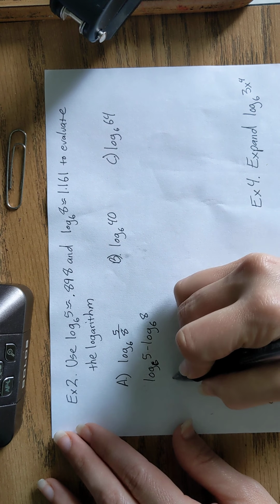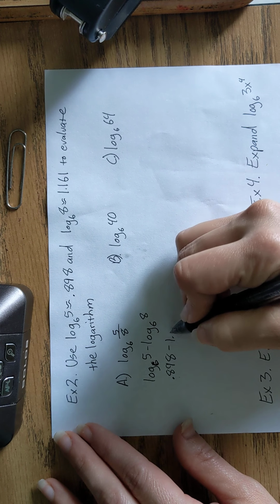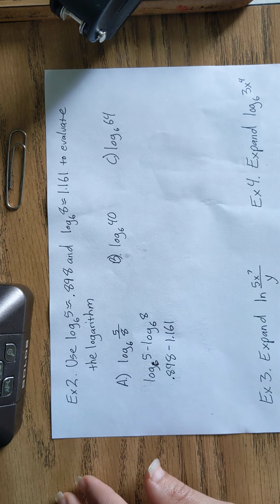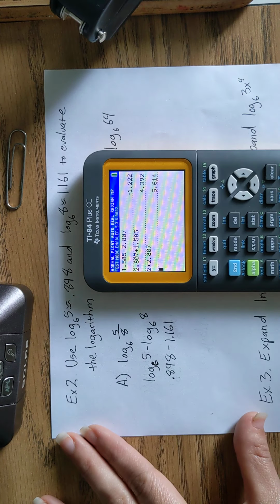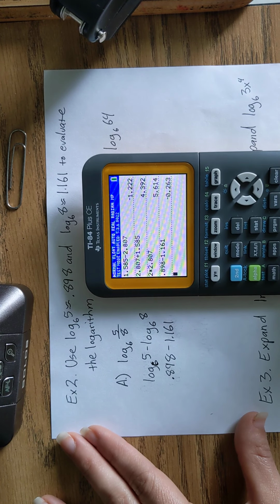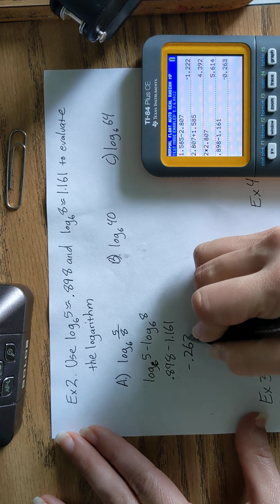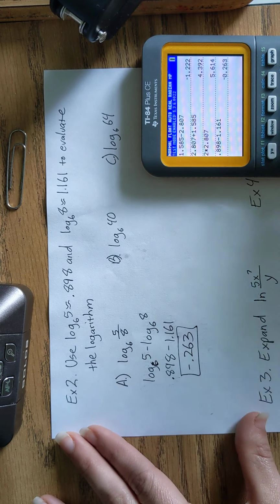So I'm going to go ahead and substitute those values. So I'm going to put in 0.898 minus 1.161. I'll put that in the calculator and figure out what that is. That gives me negative 0.263. And that's my answer right there.